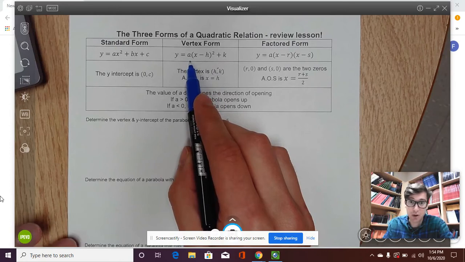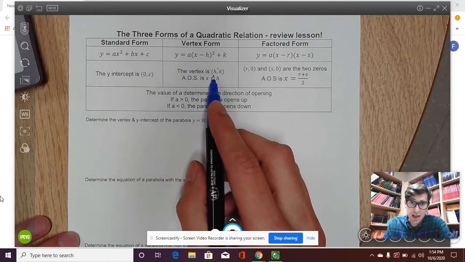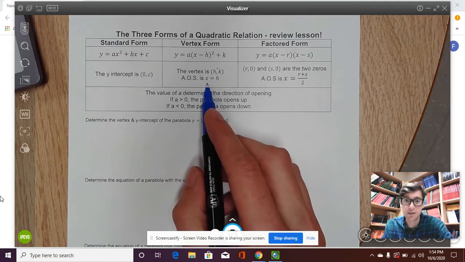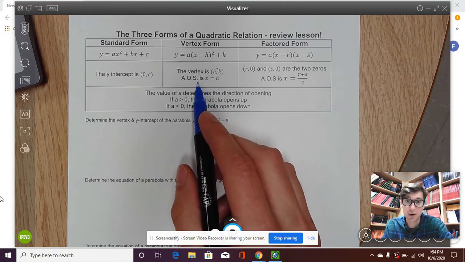Which way does the parabola open? I've just got here in the note, h is the x-coordinate of the vertex. That's also the line through the middle of the parabola, the axis of symmetry. So the vertex is always located on the AOS. So if I know the vertex, I know the AOS.